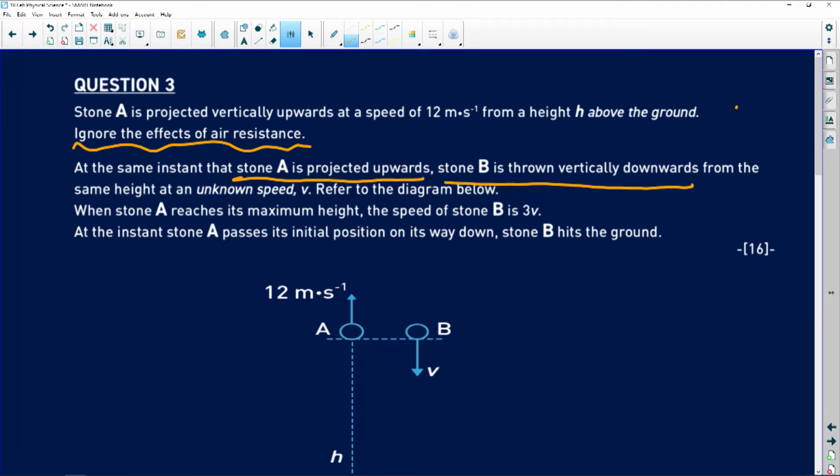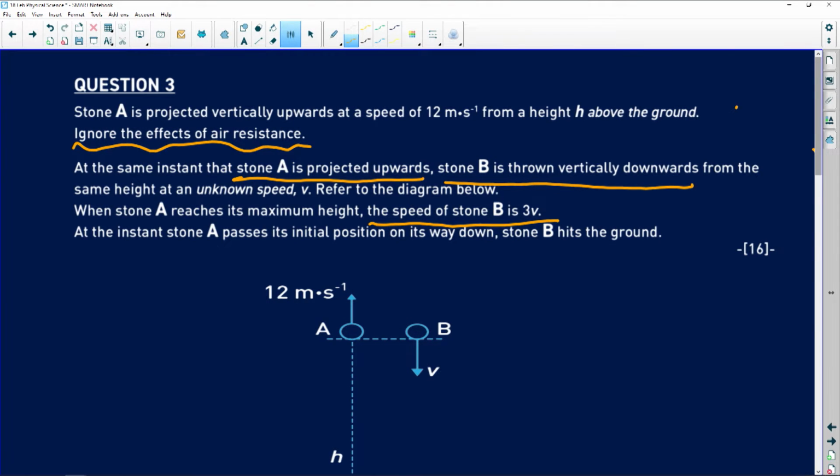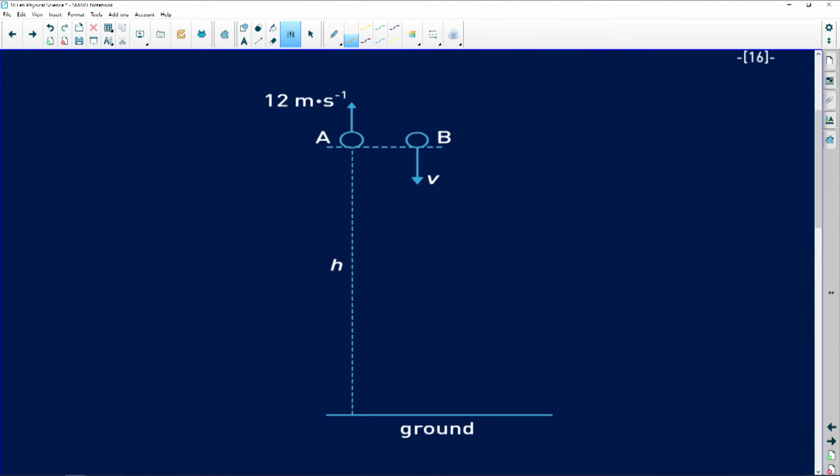When stone A reaches its maximum height, the speed of stone B is 3v. At the instant stone A passes its initial position on its way down, stone B hits the ground. My goodness, there's a lot of information to interpret. I hope you've taken a photo of that. Now I'm going to show you the diagram, so please take a photo of the diagram as well. And there's the diagram.